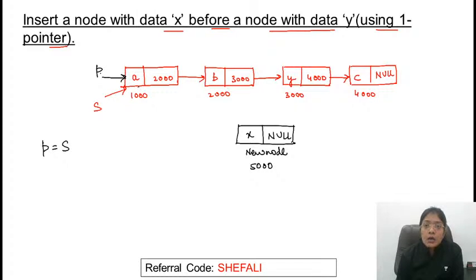P of data, is this equal to y? It's not equal to y. If the first node has data y, you can refer to the previous case. The only change will come in which part? In the third case, in the while loop.